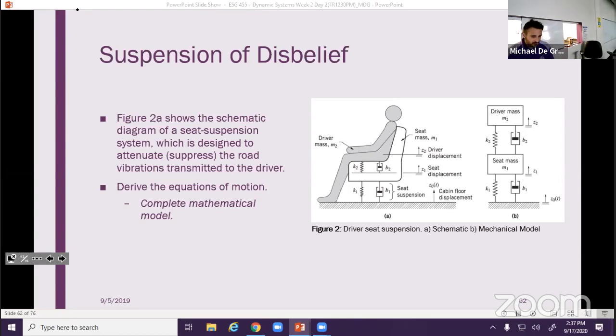All right, so figure 2A shows the schematic diagram of a seat suspension system. It's designed to attenuate road vibrations, right? So attenuate is a fancy word that means it's supposed to dampen them out. It's supposed to suppress them, right? So the idea of all of the springs and dampers in your car seat is that you're not supposed to feel the bumps in the road, right? And for the most part, it does a great job, right?